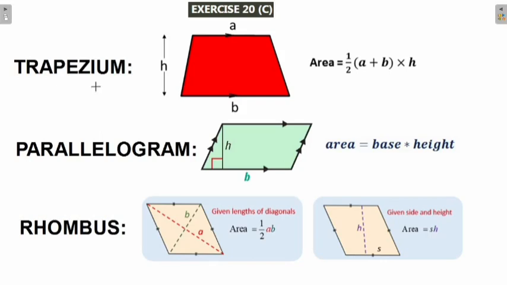So trapezium. What is trapezium? Let's see. Now, trapezium is a quadrilateral. Quadrilateral means four-sided figure, where you have any two opposite sides to be parallel. For example, in this particular diagram, you see that this side and this side, they are parallel.